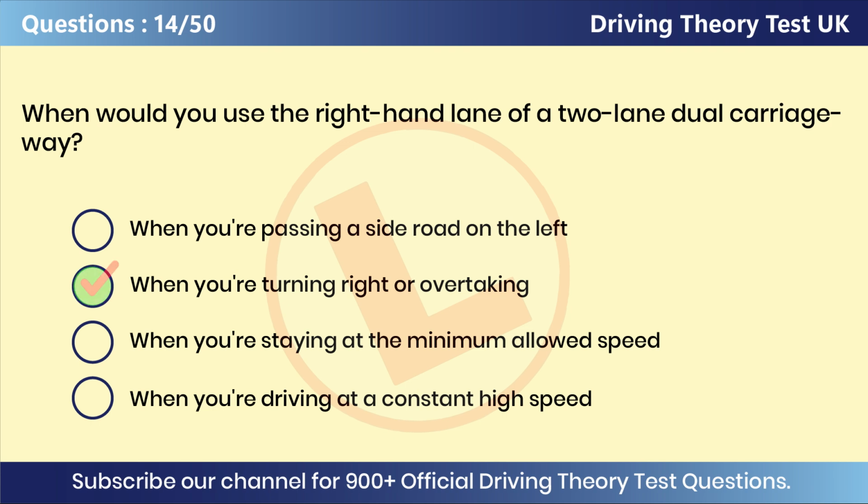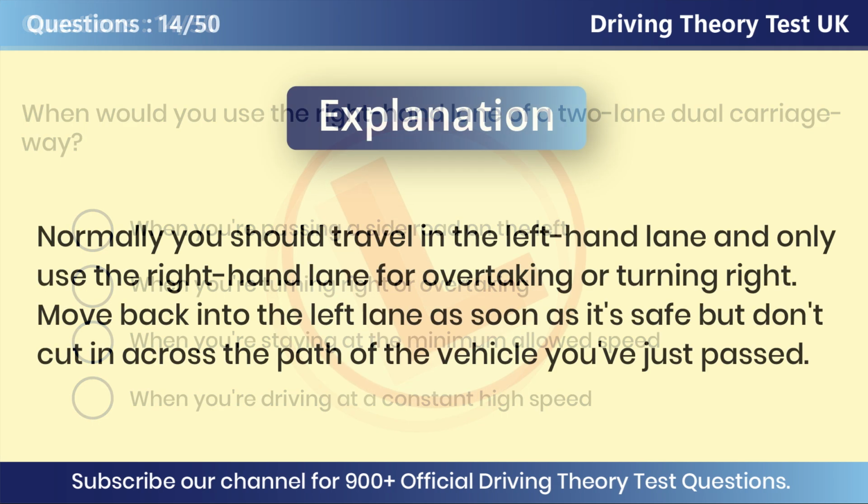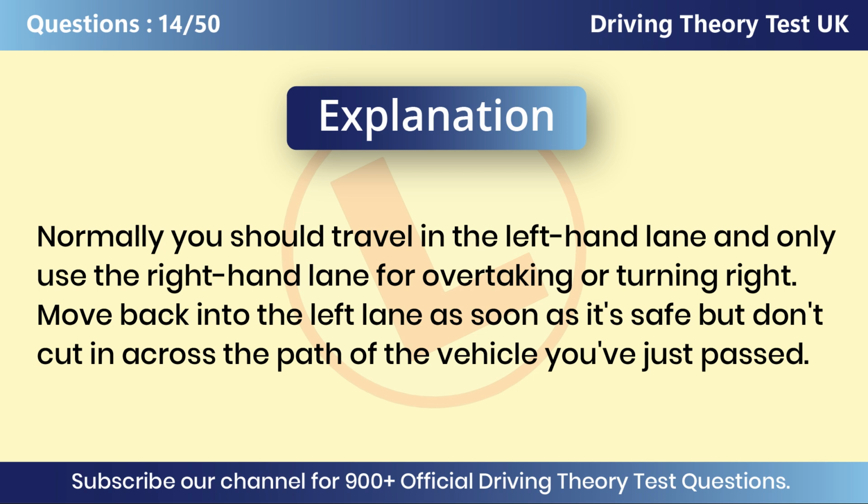B. When you're turning right or overtaking. Normally you should travel in the left-hand lane and only use the right-hand lane for overtaking or turning right. Move back into the left lane as soon as it's safe, but don't cut in across the path of the vehicle you've just passed.